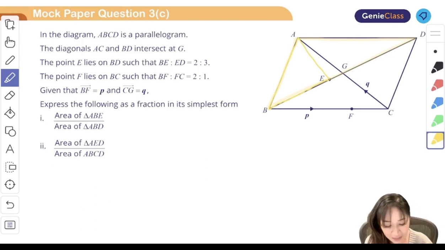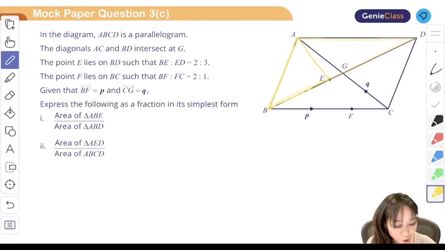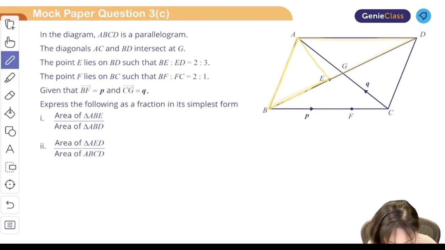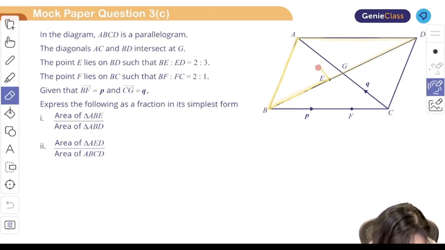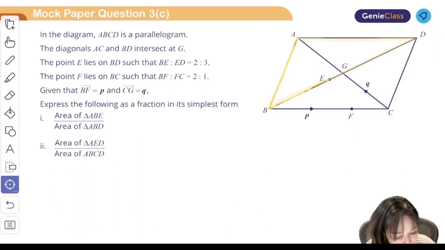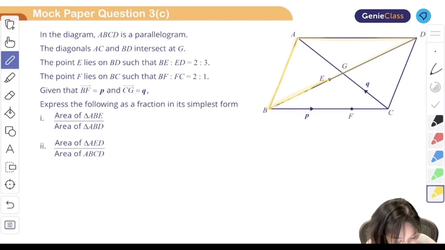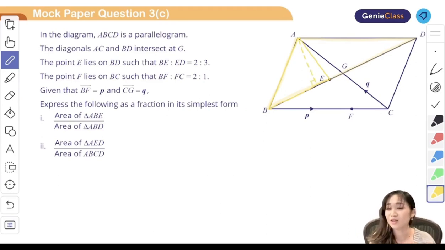So since they are not similar, definitely we would have to use common height. So where would the common height be? I always like to take the base, which is this common line between BE and BD. So that would be my base. Let me draw this triangle first. Then I would draw a dotted line that is perpendicular to my base. I know that does not look perpendicular, but you get the idea. So this would be my height.